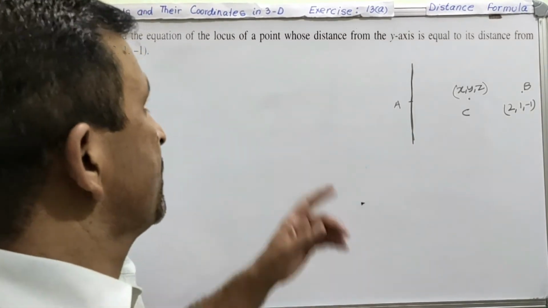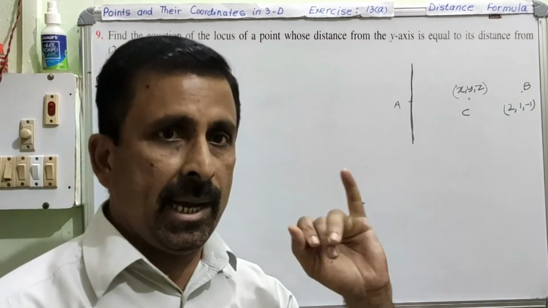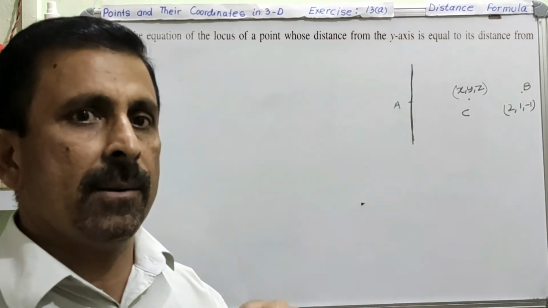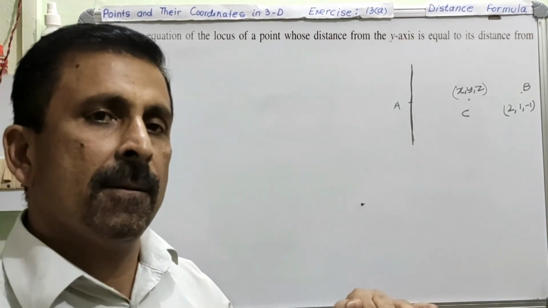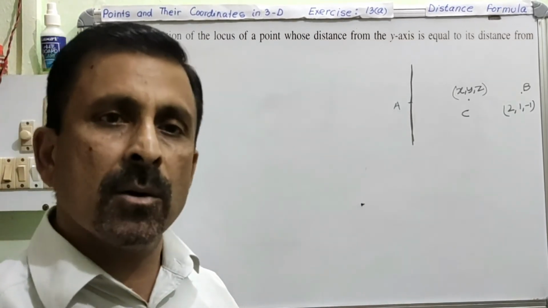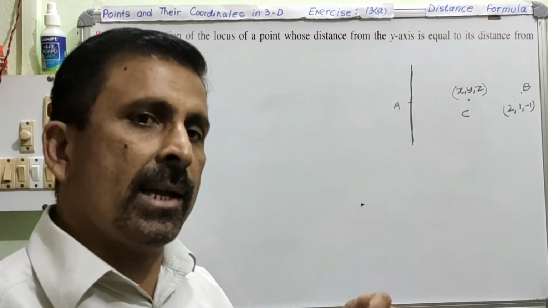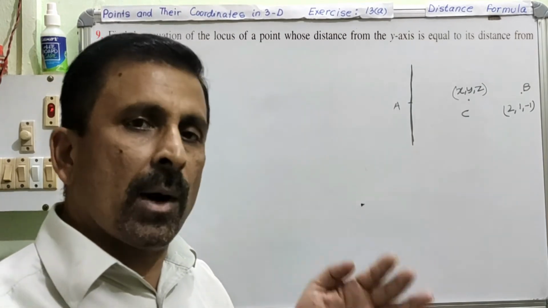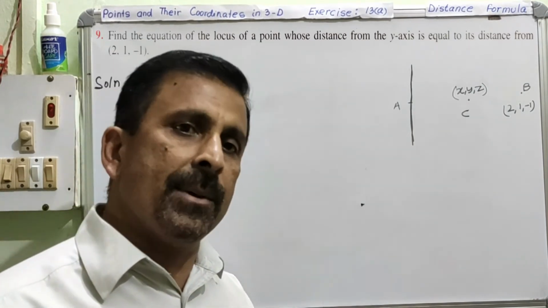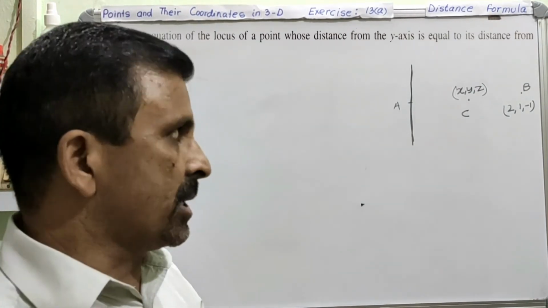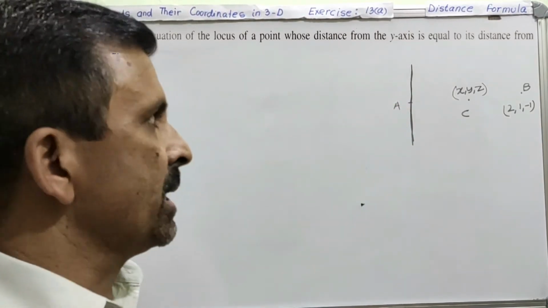Now this is 3D. So here we will have 3 coordinates: x coordinate, y coordinate, and z coordinate. So if it is x-axis, then the y and z will be 0. Simple. On x-axis, the value of y and z will be 0. And if it is y-axis, then the value of x and z will be 0. Is it okay?